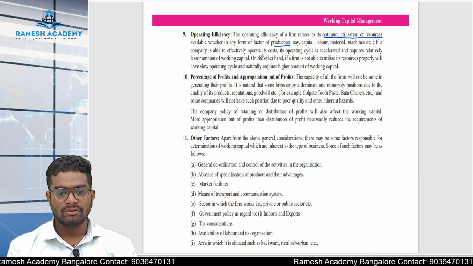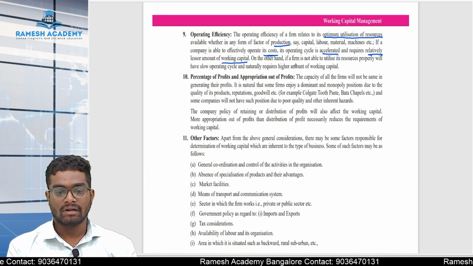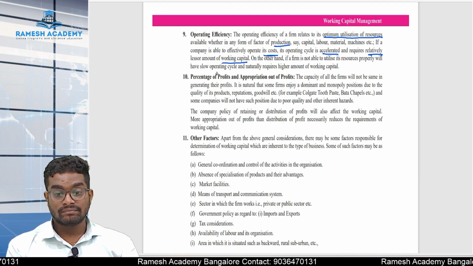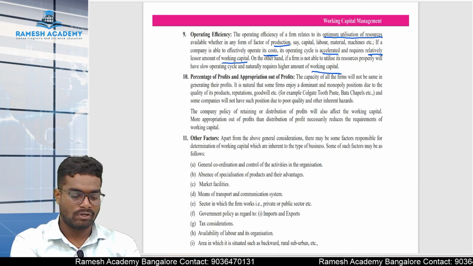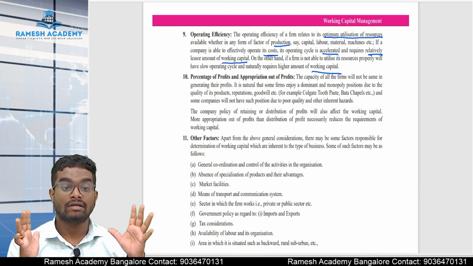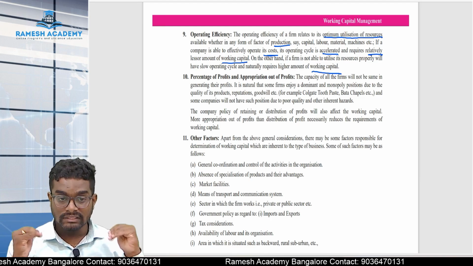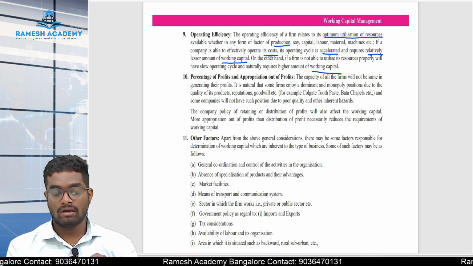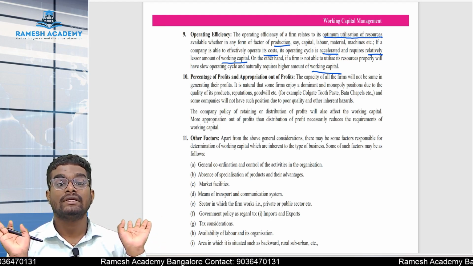If a company is able to effectively operate its cost, its operating cycle is accelerated and requires a relatively lesser amount of working capital. On the other hand, if the firm is not able to utilize the resources properly, it will have a slow operating cycle and naturally requires a higher amount of working capital. So you have to maintain your operating cycle very effectively. Then only we will require a lesser amount of working capital. If you are not maintaining it, there will obviously be a delay, and we have to pay more expenses, and eventually we require more working capital. Okay.